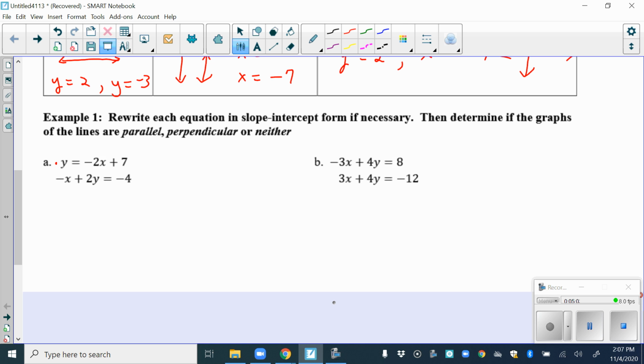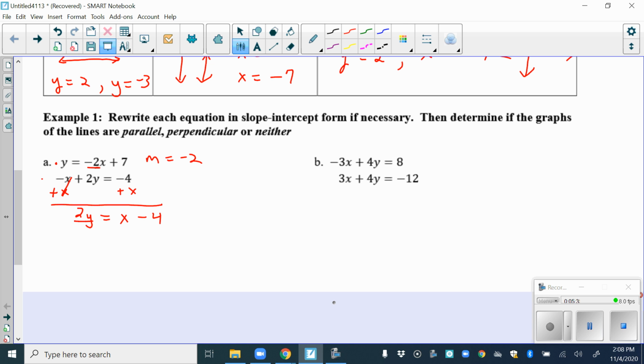This first one is already in slope-intercept form, so I know that the slope of it is -2. Down here in the second one, I need to rearrange it to get it into y equals mx plus b form. So the first thing I'm going to do is move the term with x to the other side of the equal sign. These cancel, so I now have 2y equals, I could put -4 plus x, but I want the x first, so I'm going to put x minus 4.